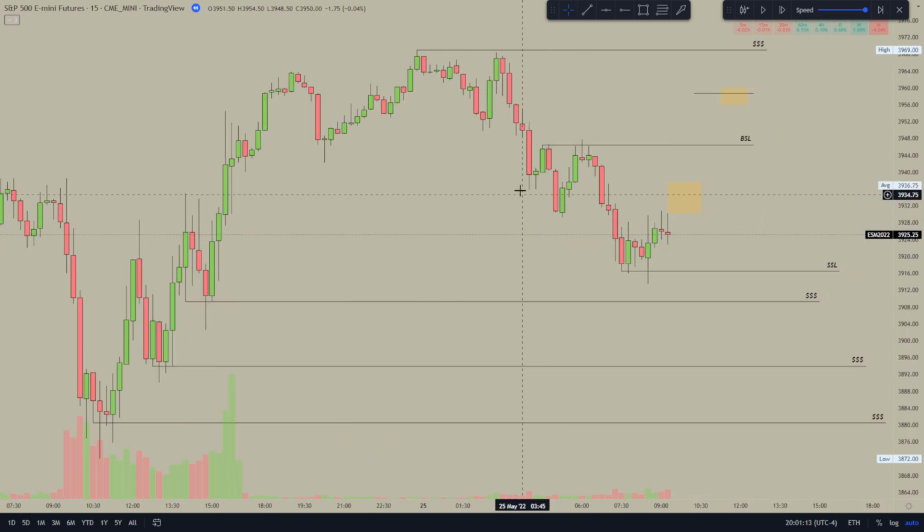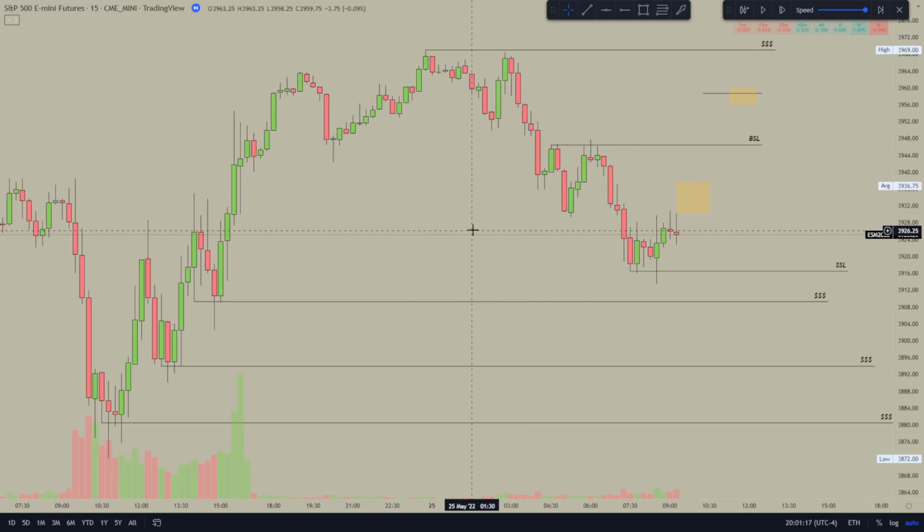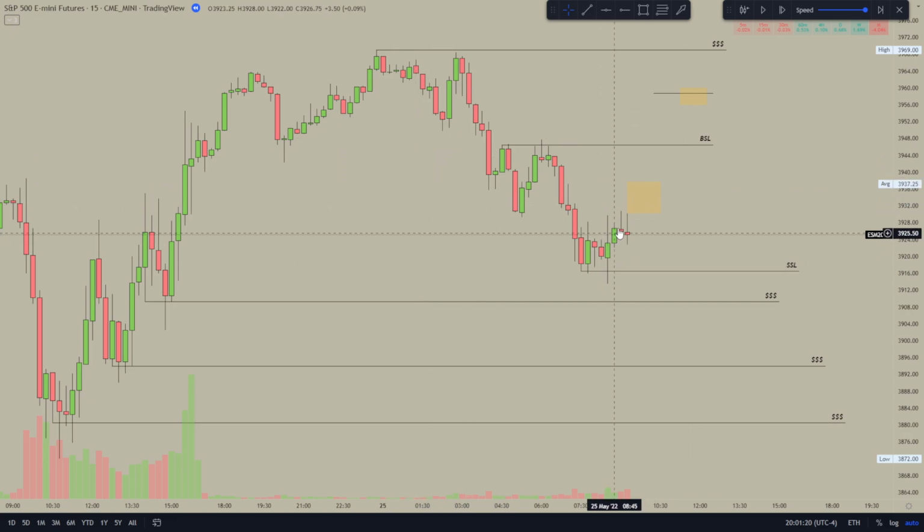So here I'm on my ICT chart layout, and obviously this is right before market open. This is the 9:15 candle. We're on a 15-minute, and here we're going to identify our swing highs and swing lows.